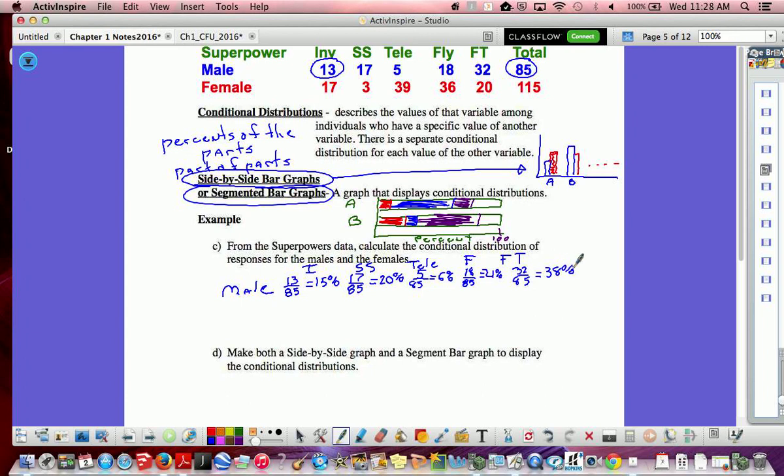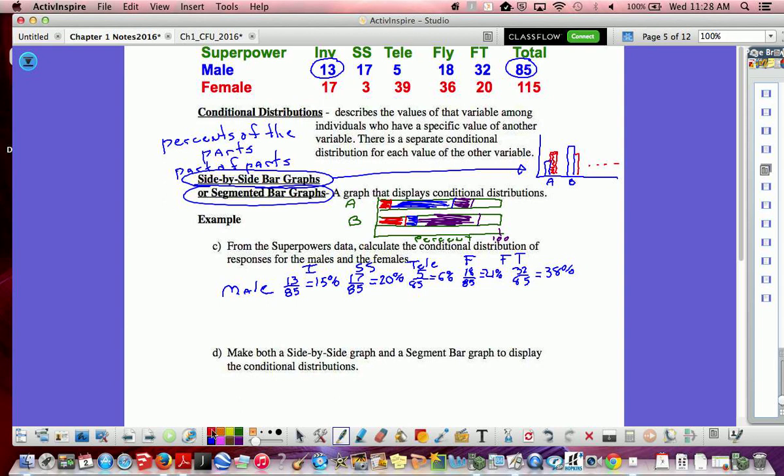Now one of the things I actually do is I'll check and add these up just to make sure they add up to 100%. They could be 99 or 101 depending on the rounding issue, but 15, 20 makes 35, plus 6 is 41. Right? That makes 62, and 62 and 38 is 100%.